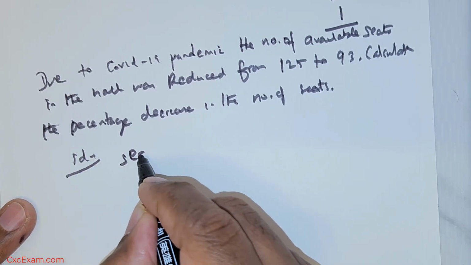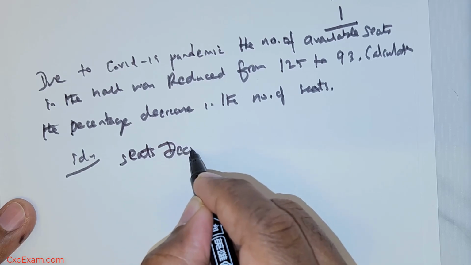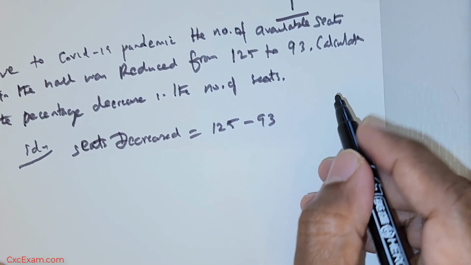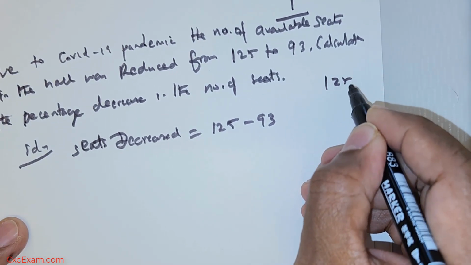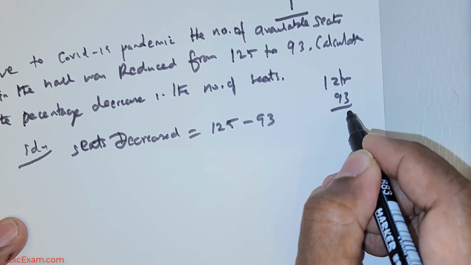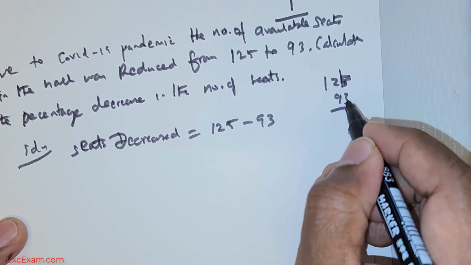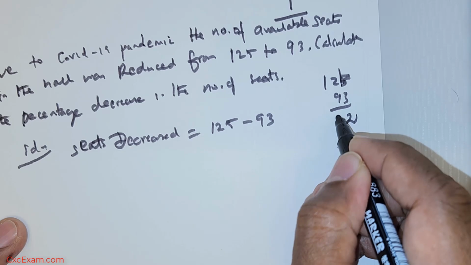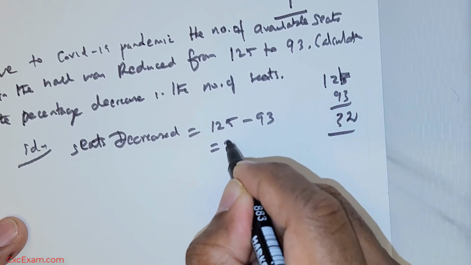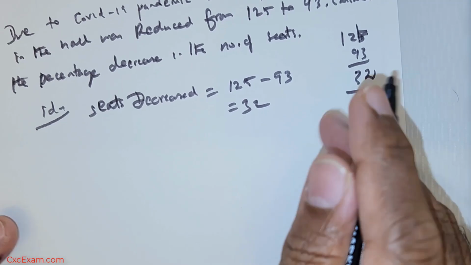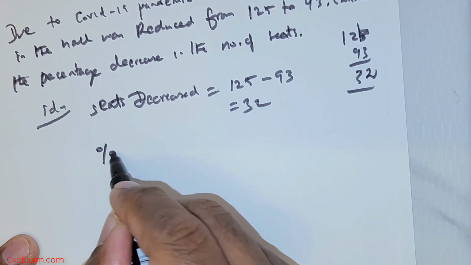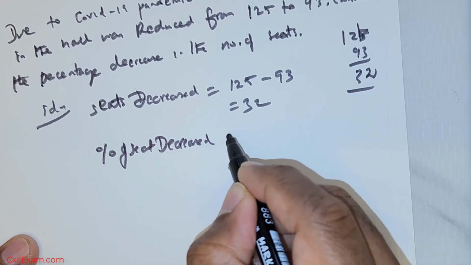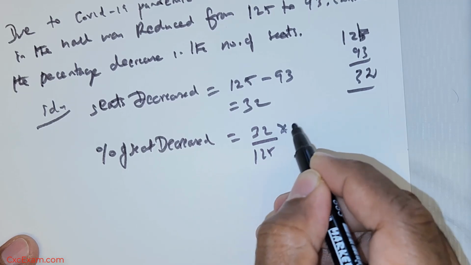So seats decreased is nothing but 125 minus 93. So what is that? From 125 you take away 93. From 5 you take away 3, you get 2, and then you have 12, and this is going to be 32. Okay, so the percentage of seat decrease is equal to 32 divided by 125 times 100.